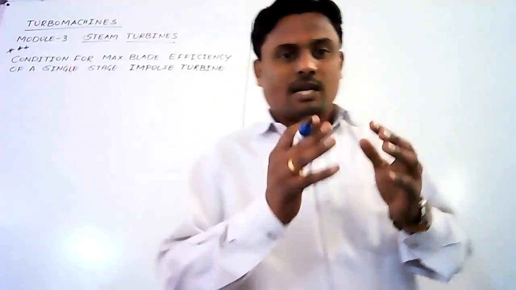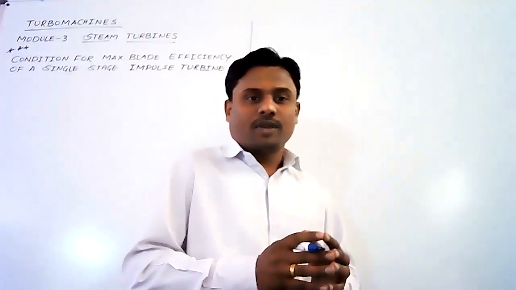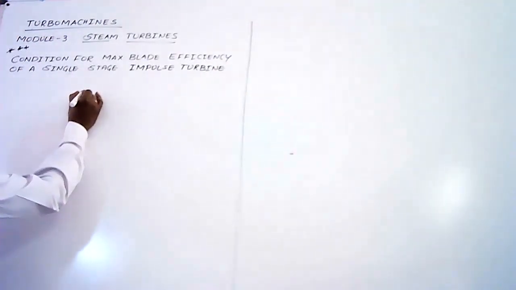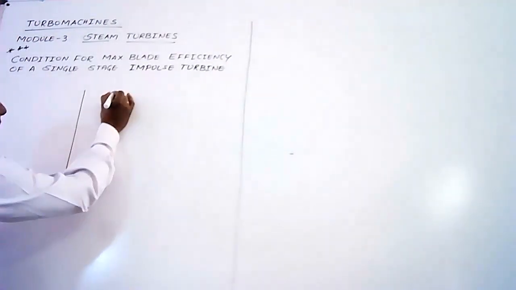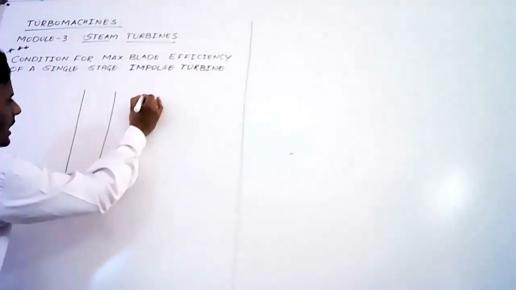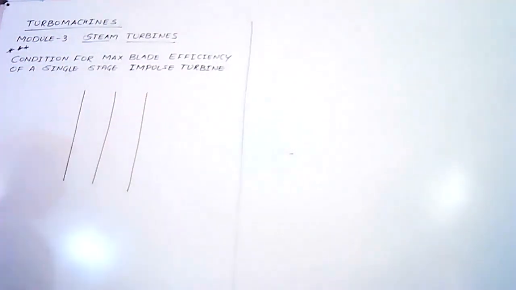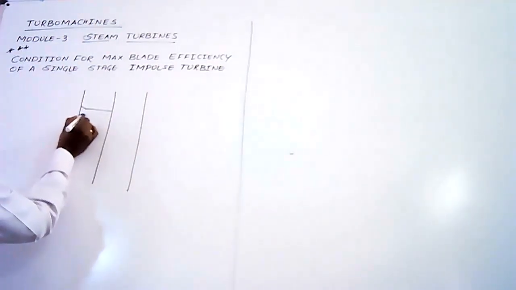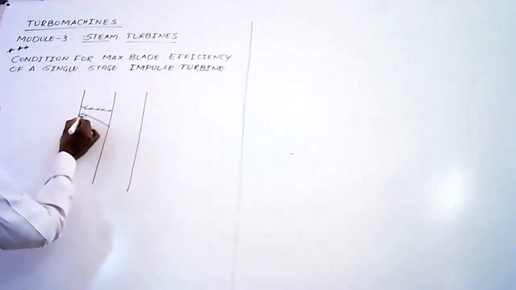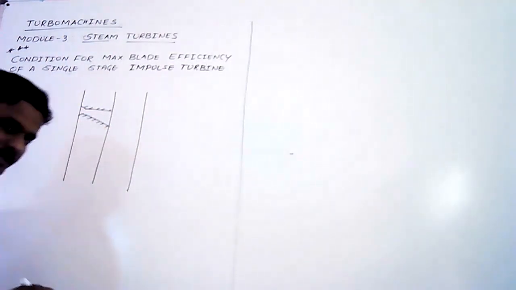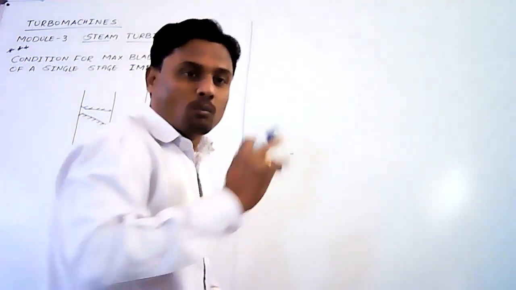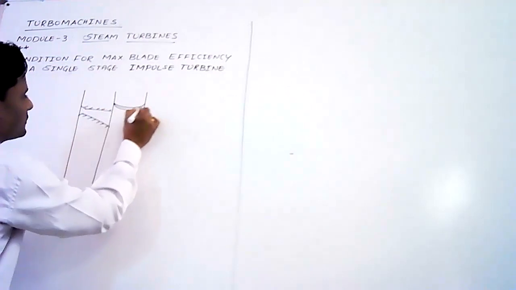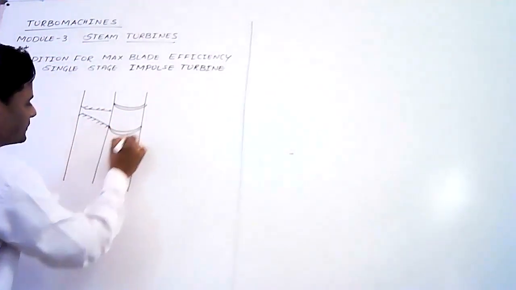As the name itself indicates, we have one stage, a single stage, which comprises two rows. This is the first row and this is the second row. In the first row, we have a set of nozzles, completely well insulated nozzles. And in the second row, we have a set of moving blades. These are the moving blades.